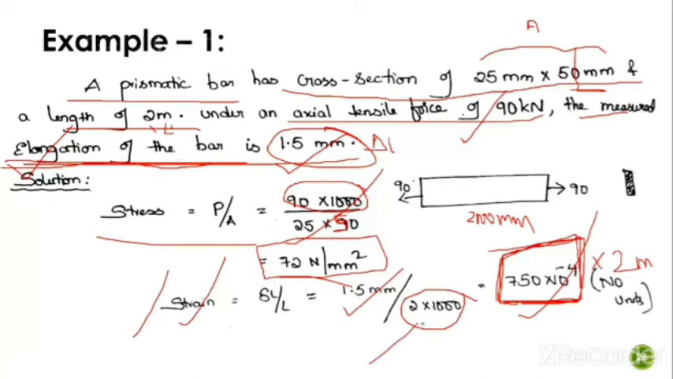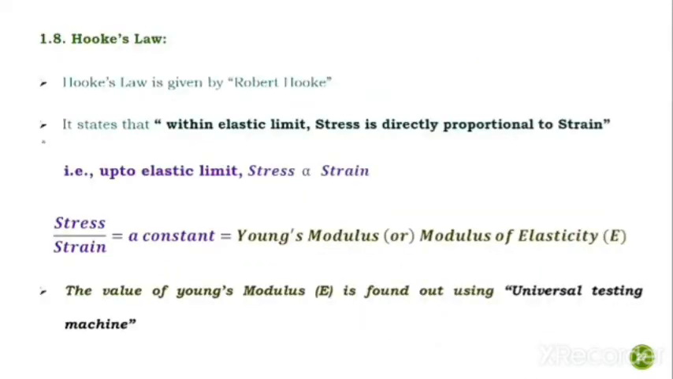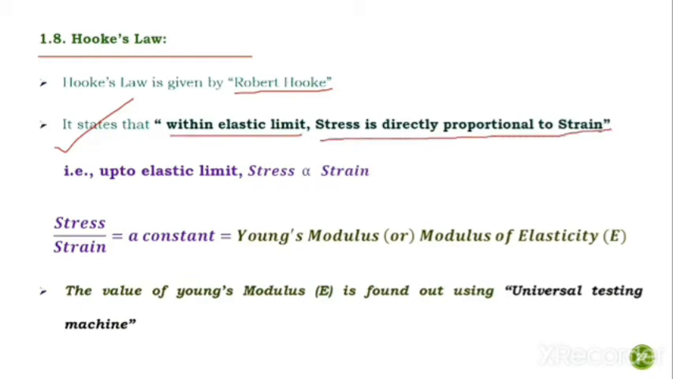We are going to solve a few more examples, but before going into that, we have another law which we need to discuss here, that is Hooke's law. Hooke's law is given by Robert Hooke. He stated that within the elastic limit, stress is directly proportional to strain. Stress is related to strain.